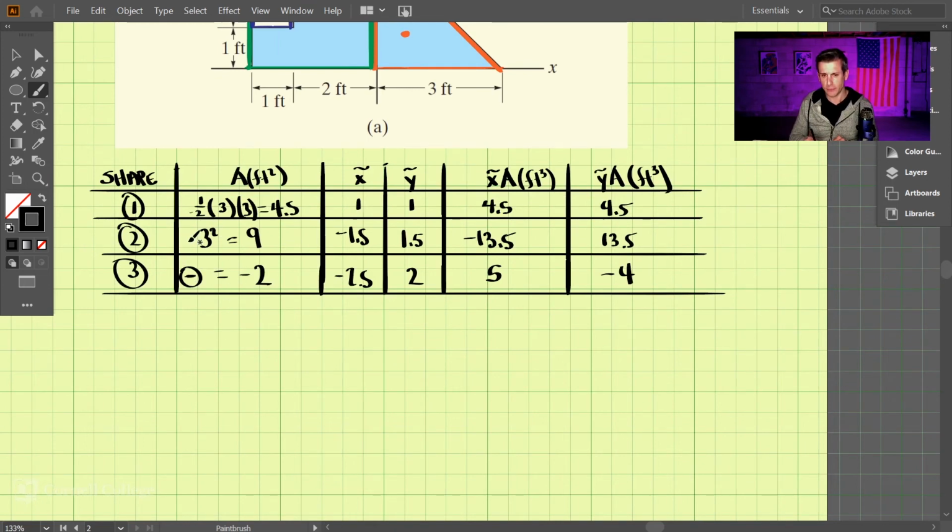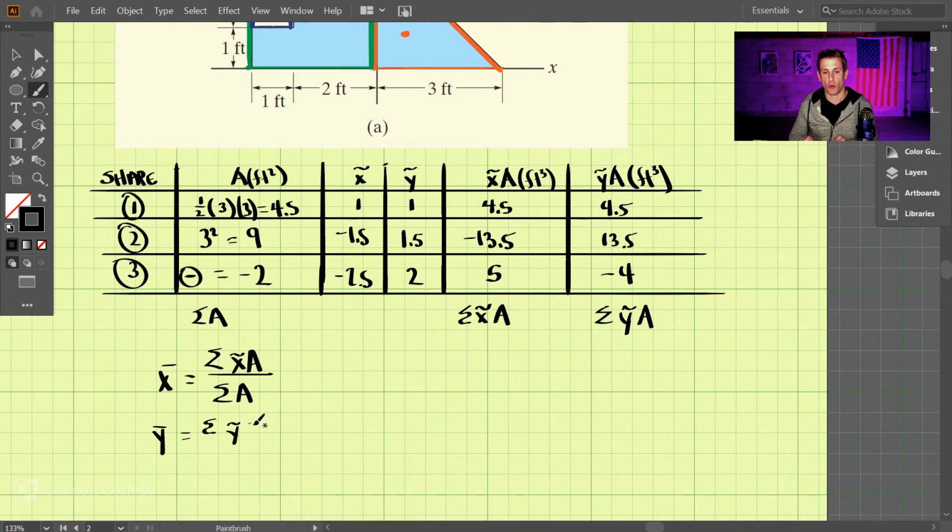And so we want to find the sum of the areas, the sum of x tilde times A, and the sum of y tilde times A, because of our centroid formulas. X bar, being the centroid, is the summation of x tilde times A divided by the sum of the areas. And then for y bar, we have the same sort of formula, except the y's are substituted in there, divided by the sum of A.